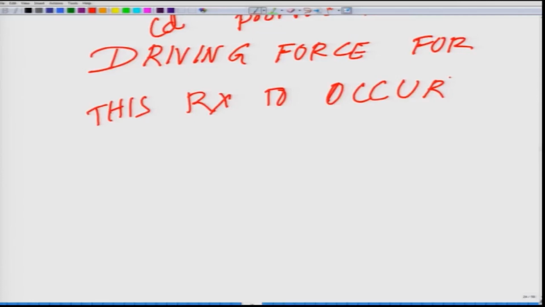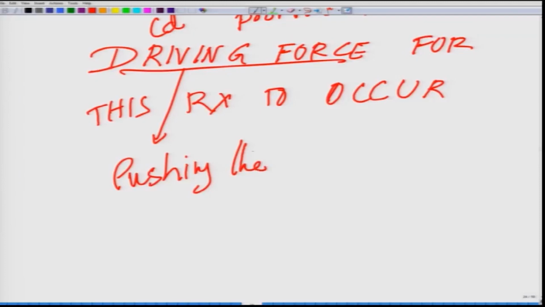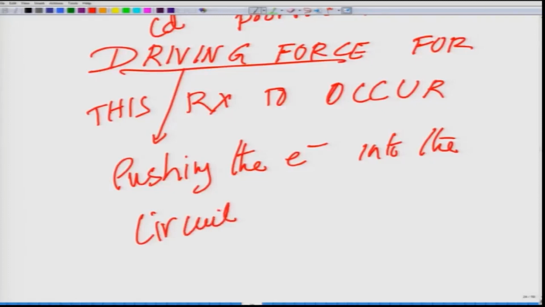Now, in other words, this is the driving force that pushes the electron into the circuit. This is the driving force pushing the electron into the circuit. So, keep that in mind. This is where the electron is coming from.